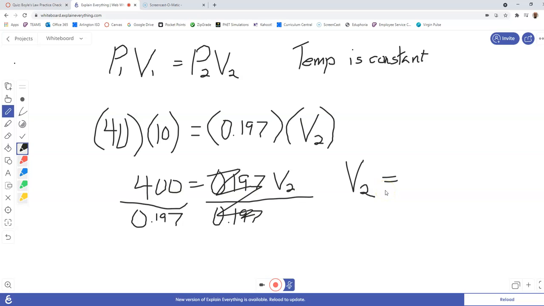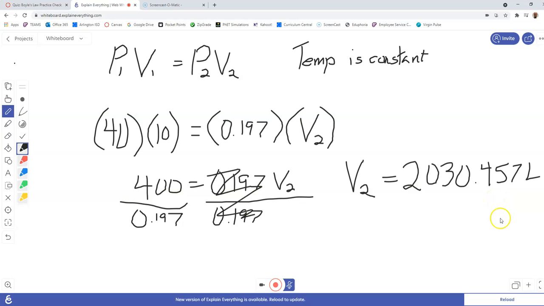is going to equal, pull out your calculator, 400 divided by 0.197, 2030.457 liters. Volume is always going to be in liters when it matches the left side.